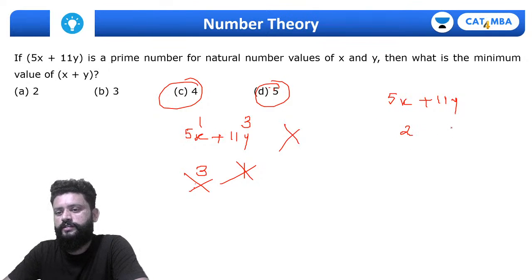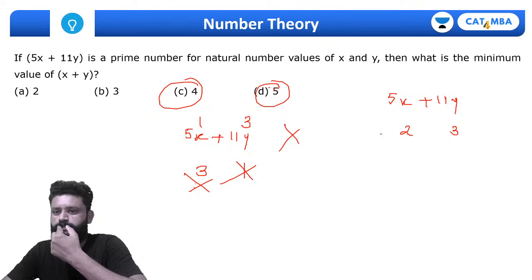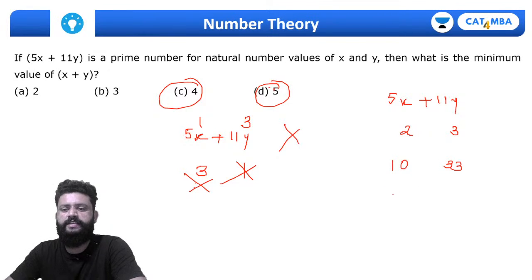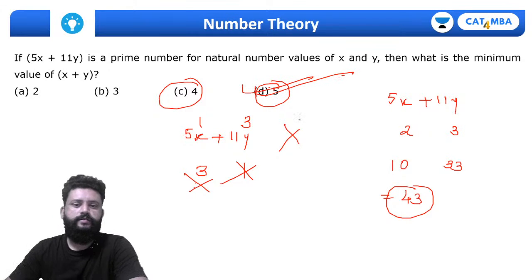Okay, if I try 2 and 3, so this will be 10 and this will be 33. So definitely that is possible. 43 is possible, so that is quite easy.